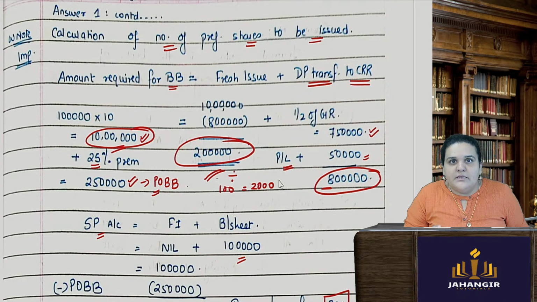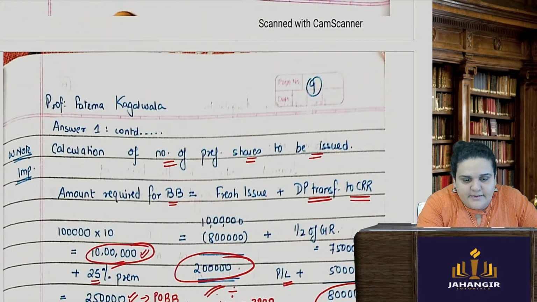Okay, again I am repeating, if I am using my reserves in order to do a buyback, the amount which I use from the reserves, the nominal value, has to be from your divisible profits, and that has to be transferred to CRR, capital redemption reserve. Now the journal entries are very easy.